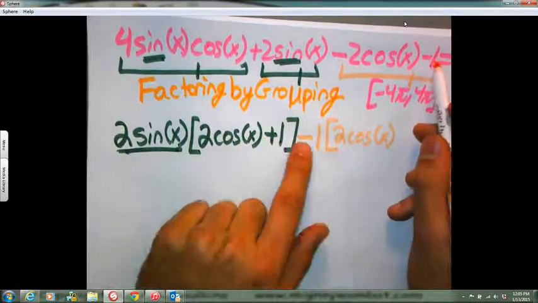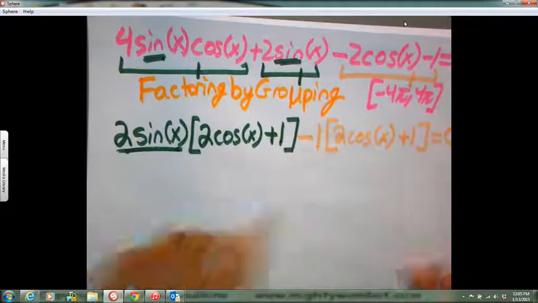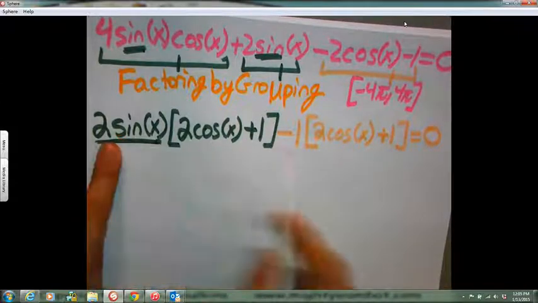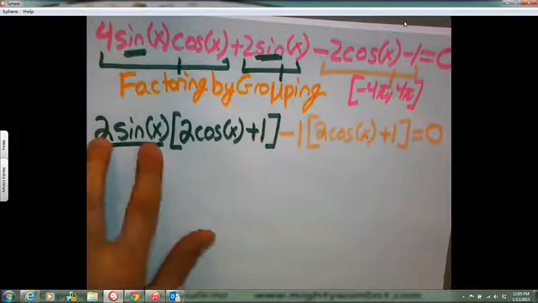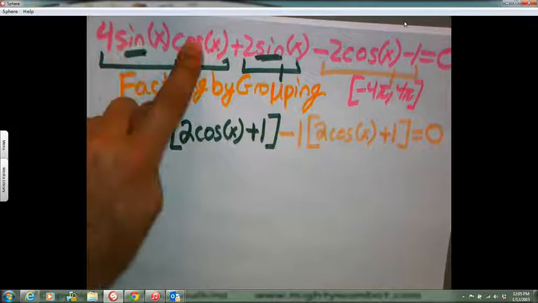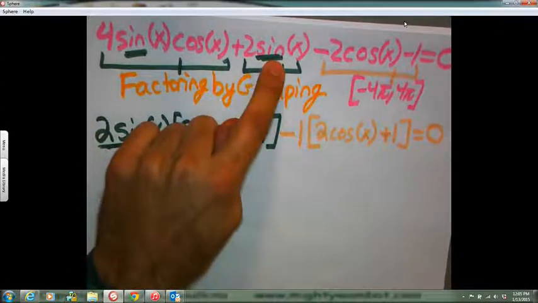The way you can check your work is, if I were to distribute these things outside to this, I should get this. So 2 sine x times 2 cos x is 4 sine x cos x. 2 sine x times 1 is 2 sine x. Negative 1 times 2 cos x is negative 2 cos x, and negative 1 times 1 is negative 1.